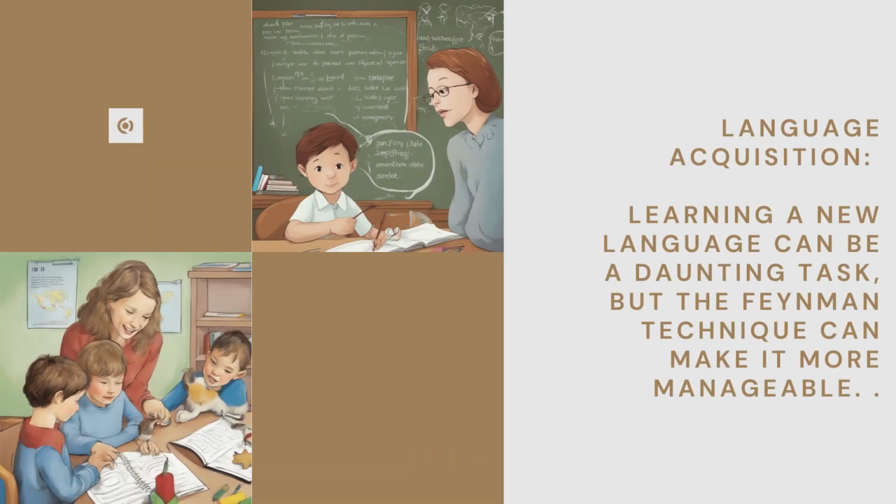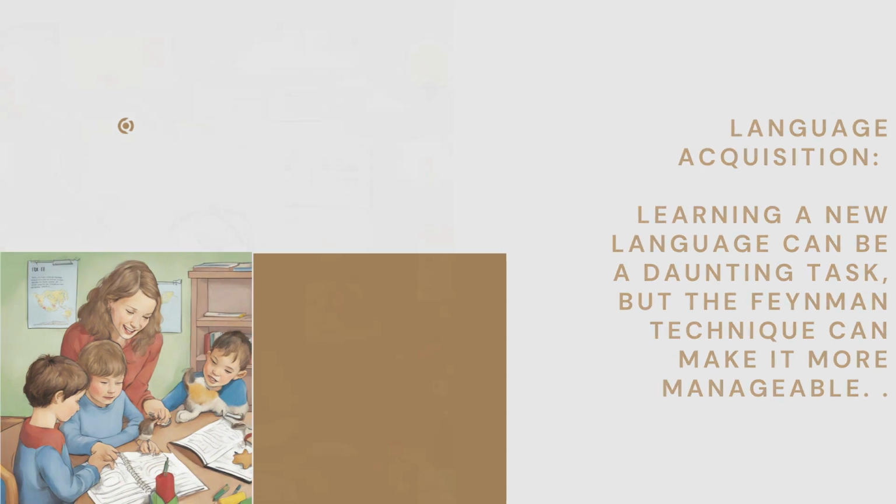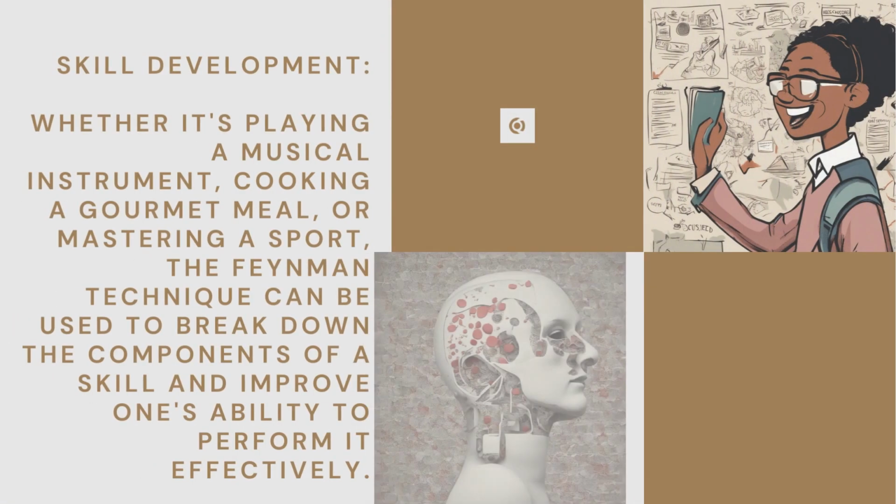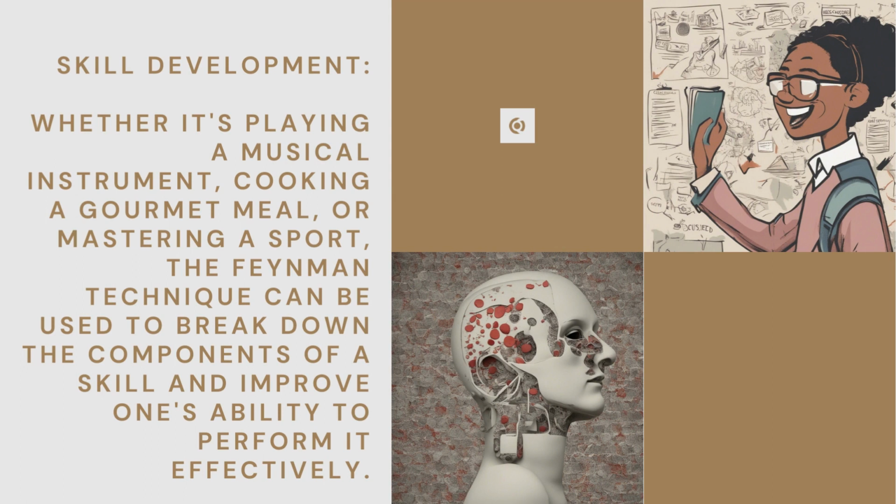2. Language acquisition. Learning a new language can be a daunting task, but the Feynman Technique can make it more manageable. By teaching basic vocabulary and grammar rules as if instructing a beginner, language learners can gradually build their proficiency. 3. Skill development. Whether it's playing a musical instrument, cooking a gourmet meal, or mastering a sport, the Feynman Technique can be used to break down the components of a skill and improve one's ability to perform it effectively.